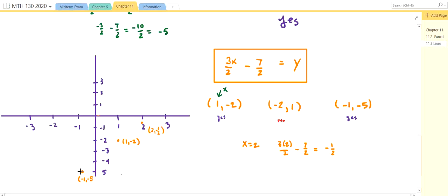all these points, let's do it in a different color.